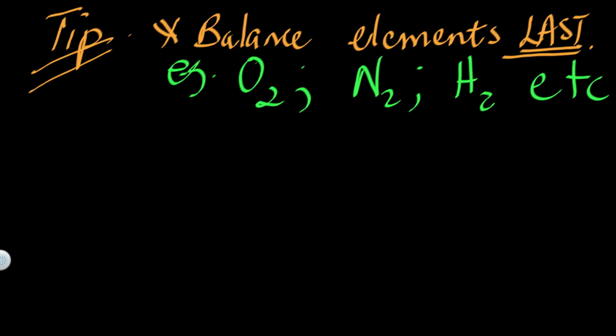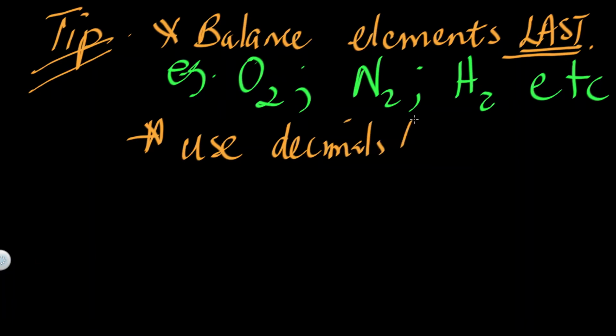Another tip that I want to give you is you can use decimals or fractions. It doesn't mean that when you're balancing a chemical equation, these coefficients should only be whole numbers. They can be fractions or decimals. And if you use decimals and fractions, sometimes it actually makes it very easy to balance that chemical equation.